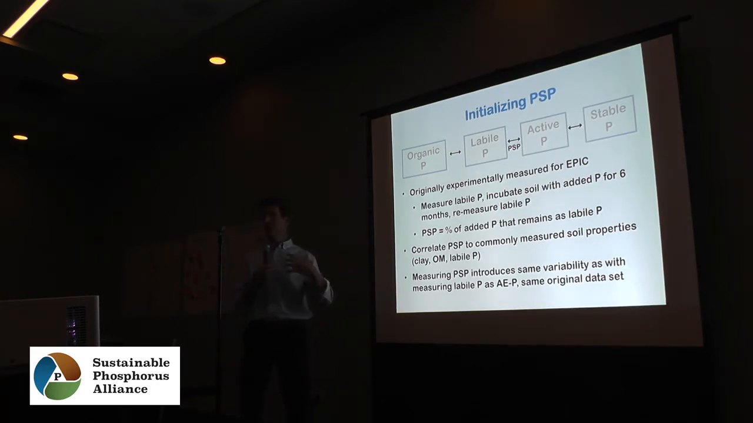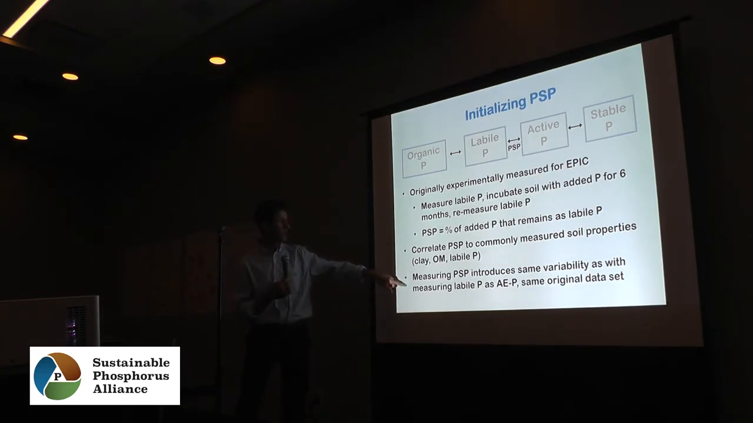Like in SWAT, for instance, I think the default is 0.4. So 40% of any phosphorus that I add to my soil is going to remain labile, sort of at long-term equilibrium. 60% is going to go to the active and stable pools. Since you're not going to be doing a 6 month incubation for every soil, we correlate these measured PSPs to commonly measured soil parameters. So we can go to our databases and say, I know clay and organic matter, my soil test P, here's the relationship to estimate PSP, and then that's how we would initialize the model for that.